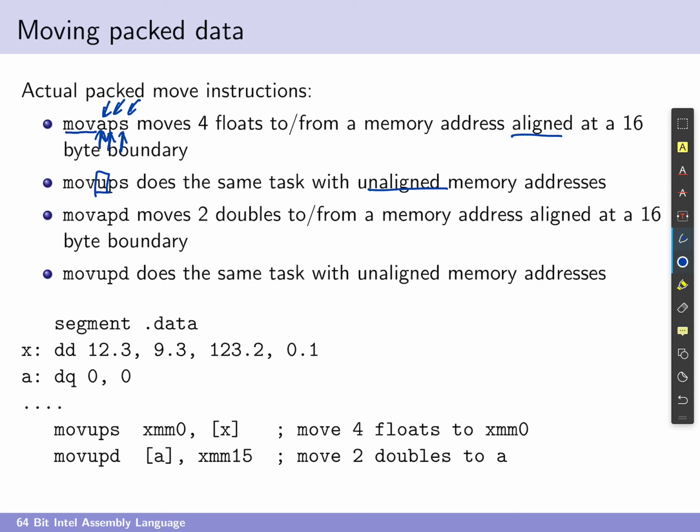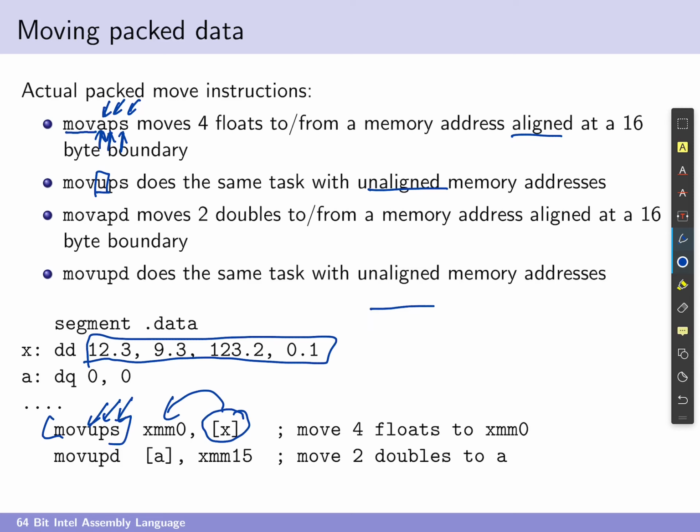So here we have an example of an unaligned packed move of floating point numbers. And what's going to happen here is I'm going to load from X into XMM0. Now, this is not going to just load 32 bits as happened in our case of loading a scalar single. Here we're going to load a full 128 bits because we're performing a packed move. So we're going to actually load all of these values into the XMM register. The way in which they will actually get laid out in memory is as follows.